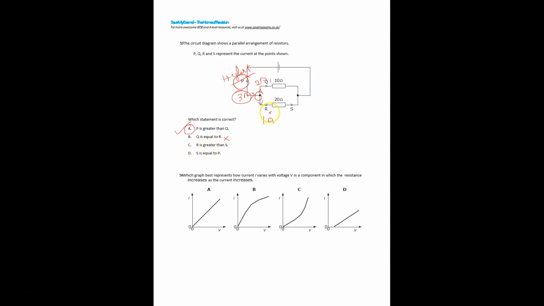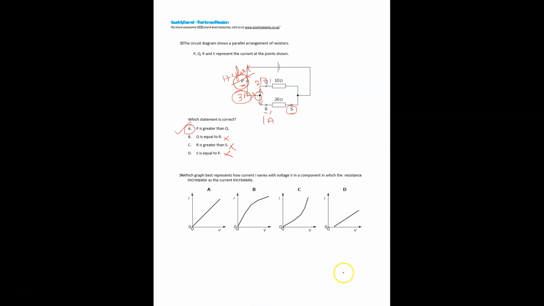R is greater than S. Here is R, here is S. In the same branch, the current is the same at every point. From here to here, the current flow is the same. So this option is wrong. S is equal to P. Here is S and here is P. It's not equal because the current is divided. So this option is also wrong.